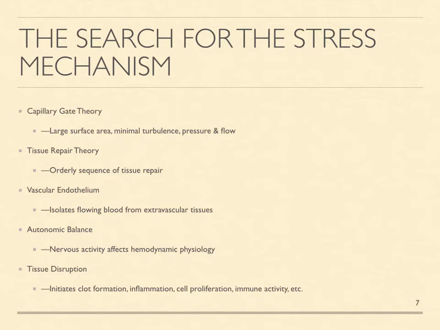They also suspected that the vascular endothelium was the focus of stress mechanism activity because it insulates blood from extravascular tissues, and they suspected that the autonomic nervous system regulates stress mechanism activity. As we shall see, all these ideas anticipated various elements of the mammalian stress mechanism.